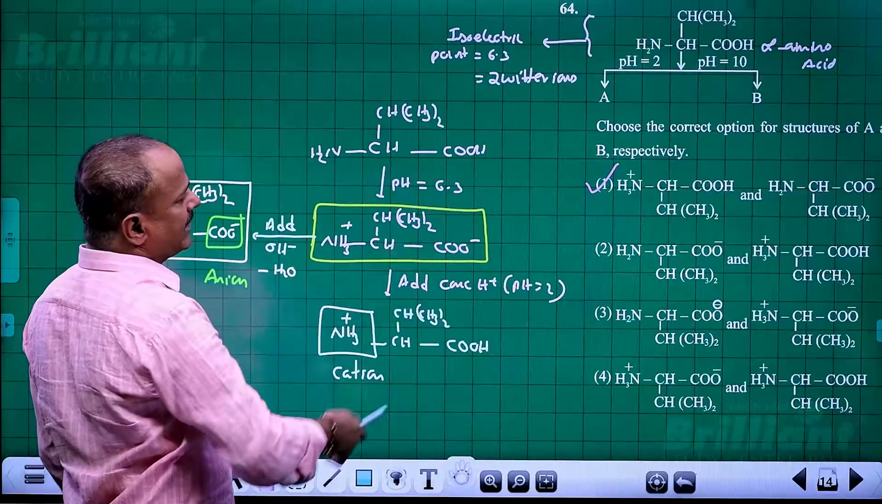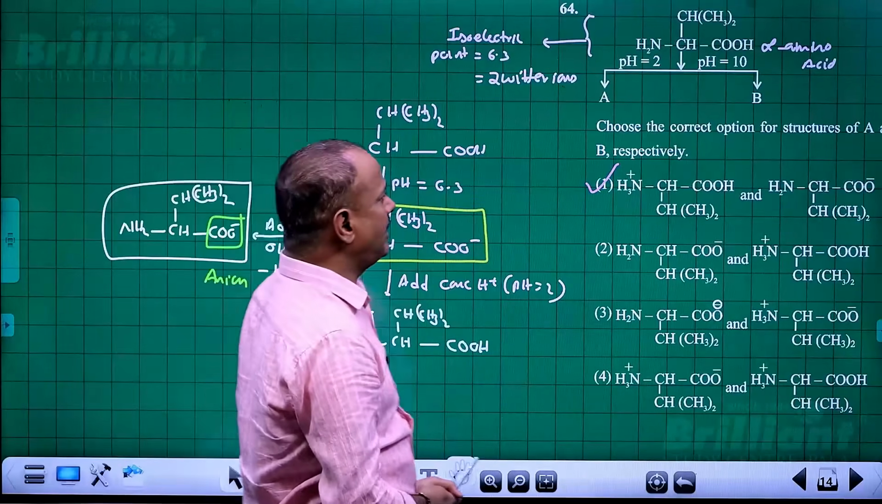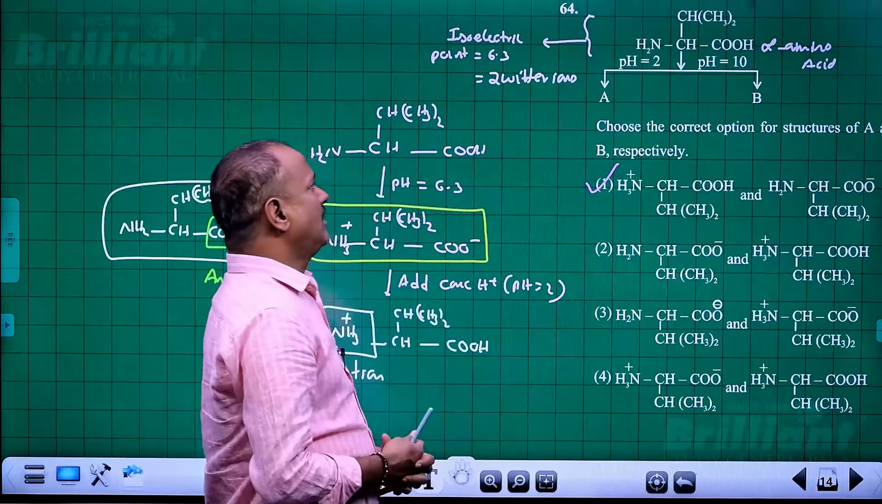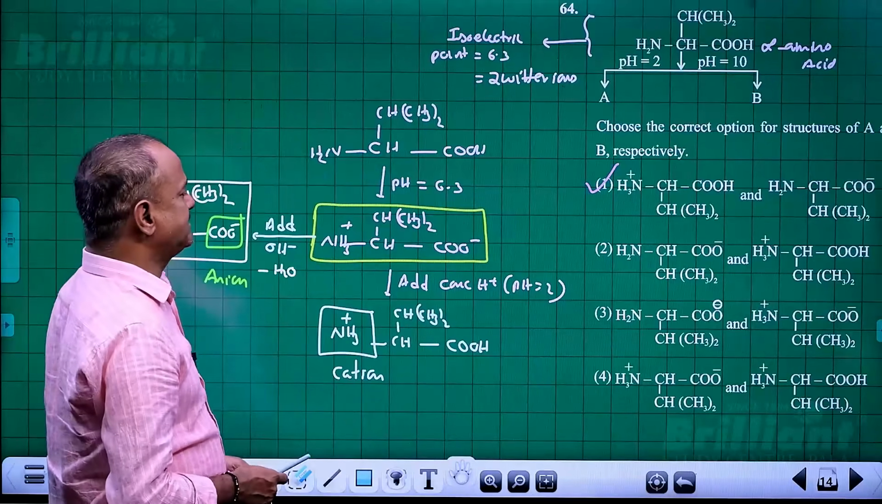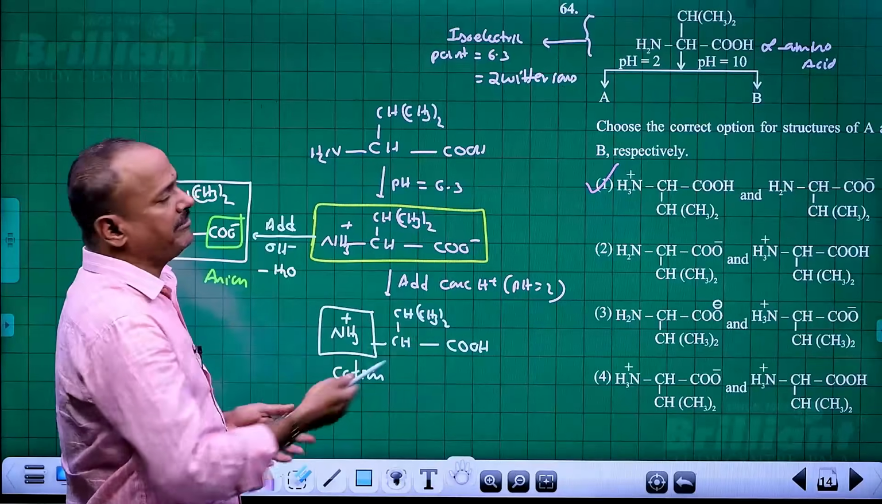And this amino acid is called a neutral amino acid, meaning it has one amine group and one acid group. Generally around 6 to 6.3 is called the isoelectric point, at which it exists as zwitter ions. Zwitter ions convert to cation or anion depending upon the corresponding medium added.